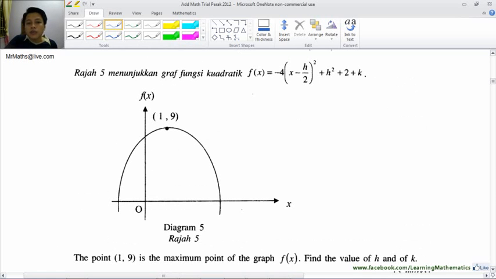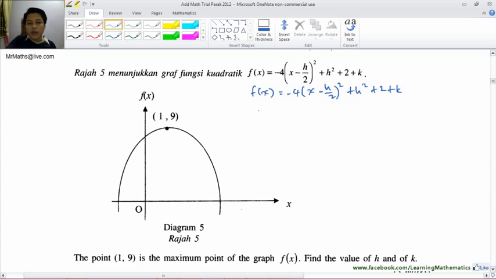You see here, fx equals minus 4, and then in the bracket x minus h over 2. So we need to break it down. Okay, we need to open up this bracket and break it down, plus h squared plus 2 plus k. So h and k are two constants. Let's not open up that bracket and expand the equation. Let's just go and differentiate right away.